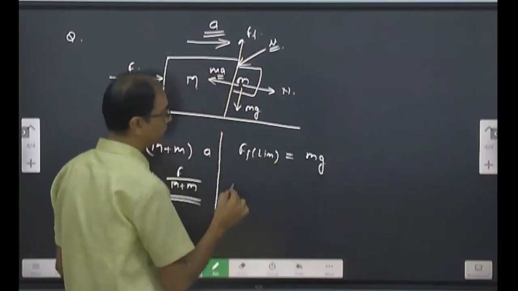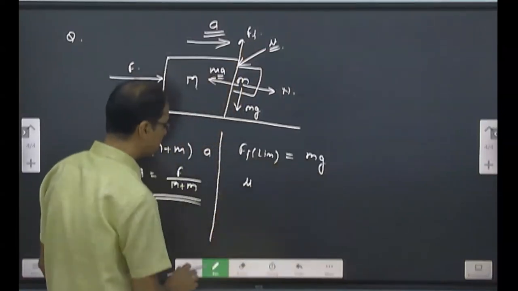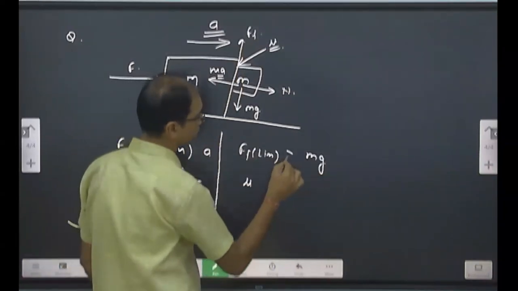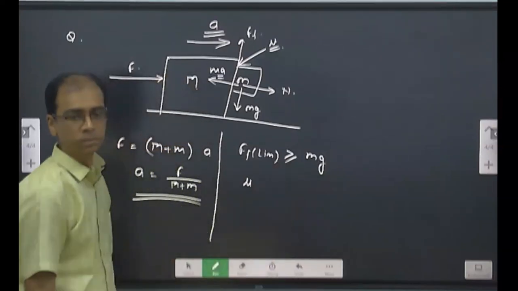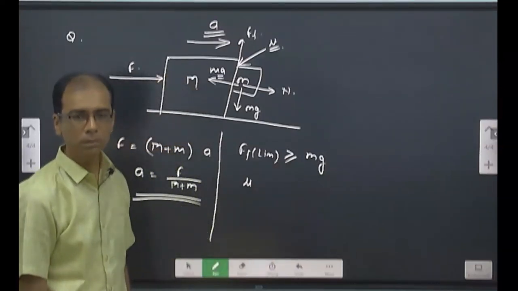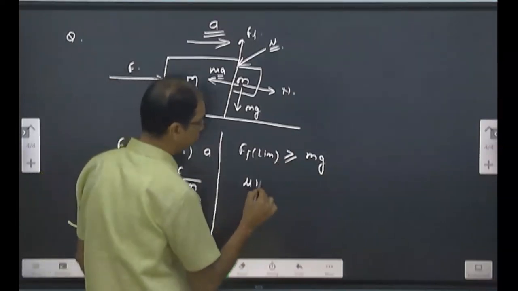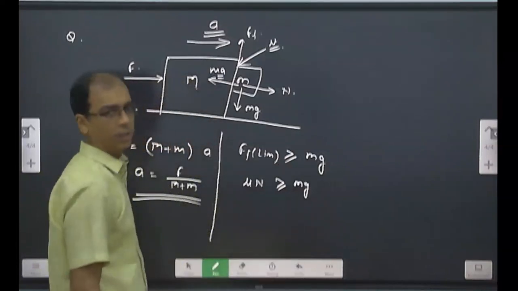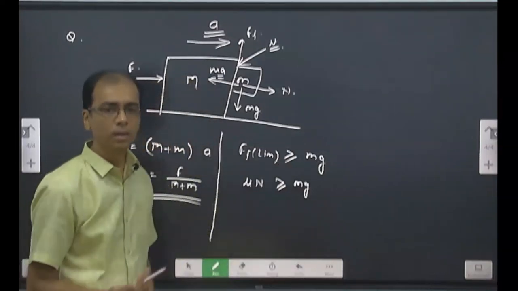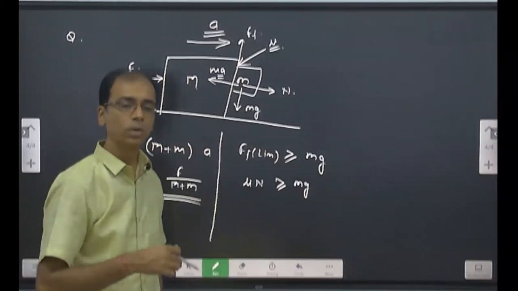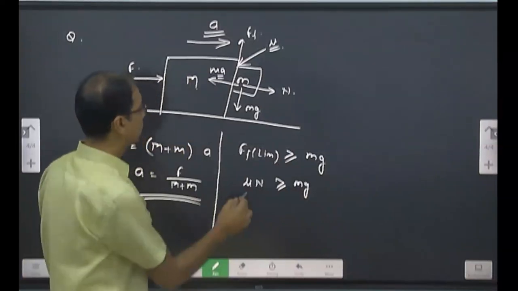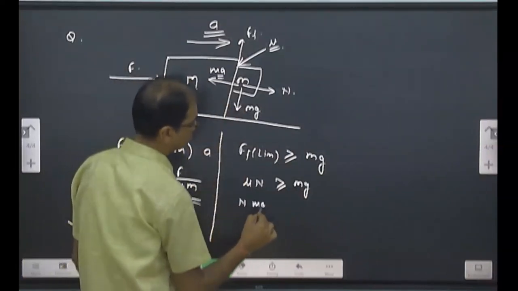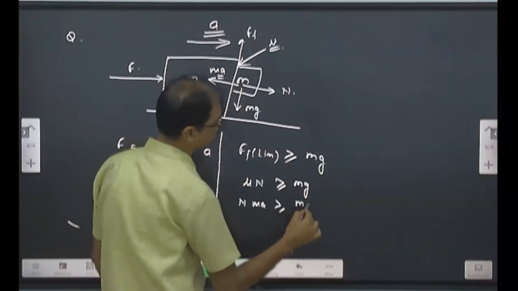And limiting value is what? Mu n. Or if you are not taking limiting also, what we can say? That force of friction limiting needs to be greater or equal to mg. Then mu n should be greater or equal to mg. Then we can stop. If limiting force of friction is more, then you can stop it. Or if it is equal also, you can stop it. What is n value? N value is ma. So right here, mu n, that is mu ma, greater or equal to mg.